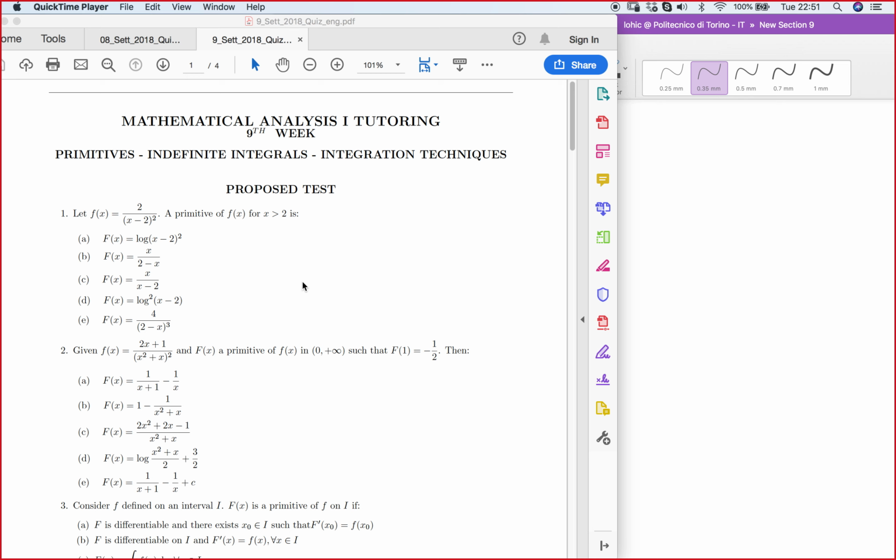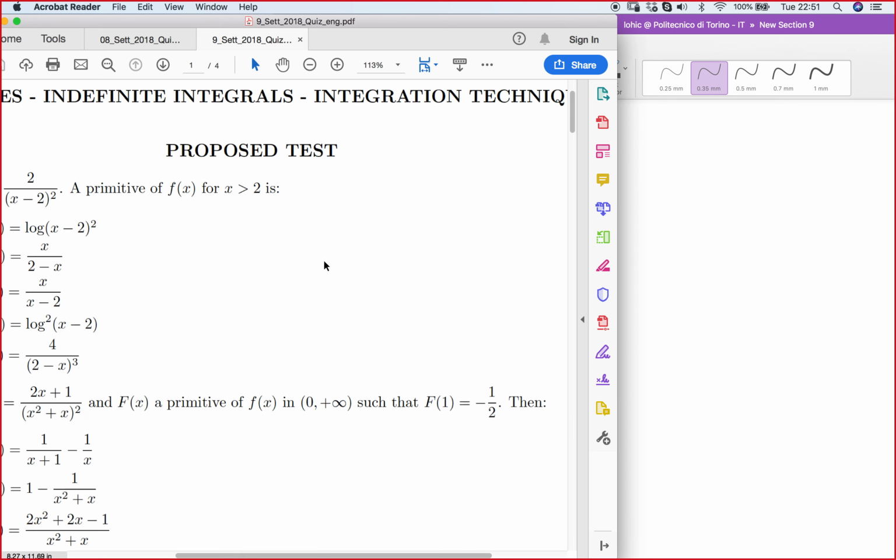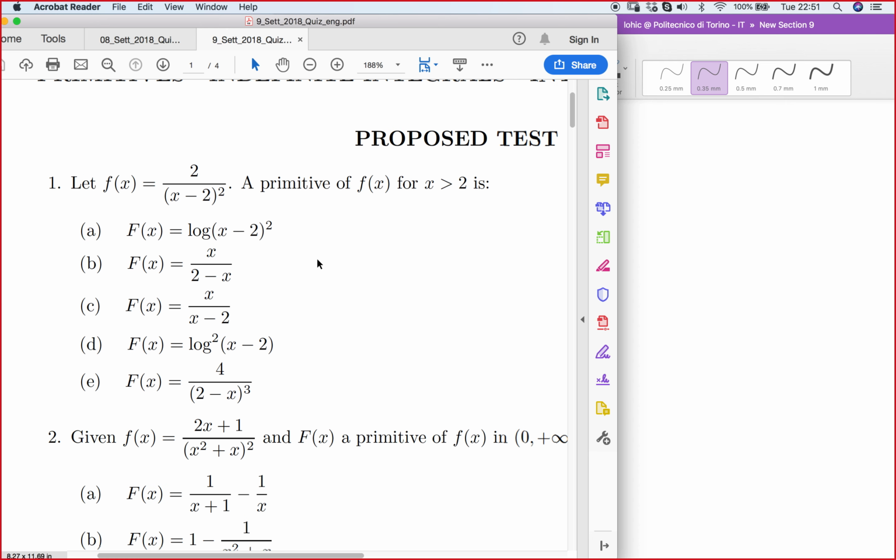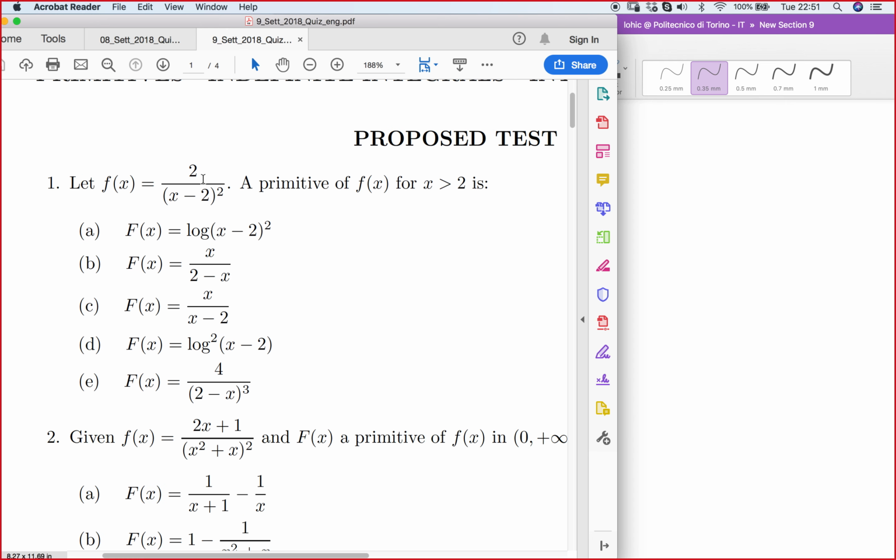Okay, so the first question is the following. The question says, let f of x be equal to 2 over (x minus 2) squared. A primitive of f of x for x greater than 2 is.